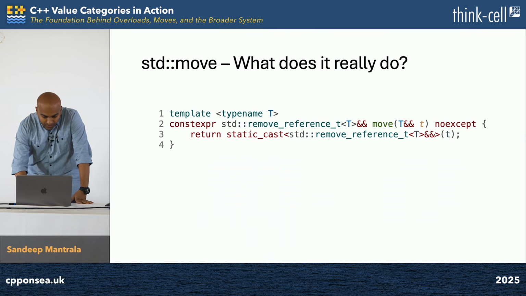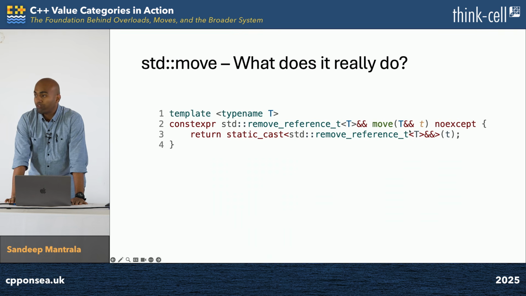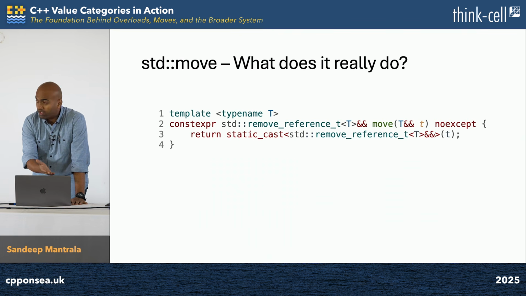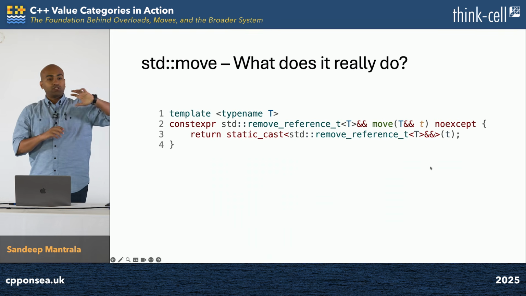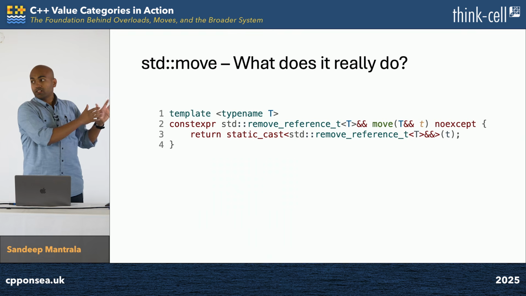How are we doing it? First, we are removing any kind of references that T might have. So remember, when we say we are casting it to an R value reference, we are talking about types. We are not talking about value categories, right? So what is the type of T here? It can be either L value or R value. In both cases, we are removing any references to it and then casting it to an R value reference. That's exactly what std::move is doing here.